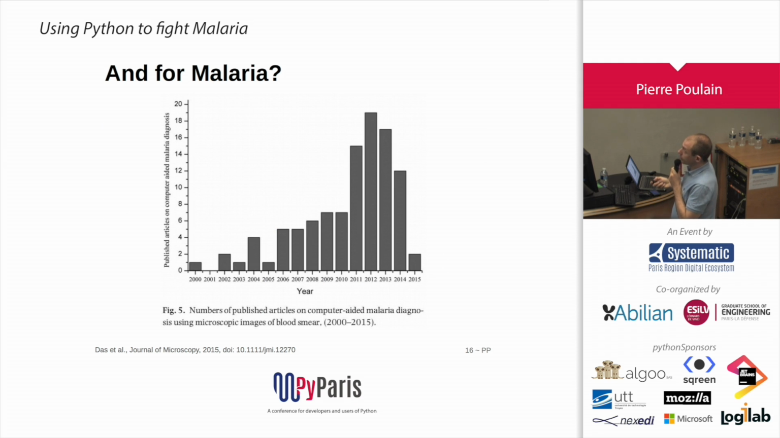It was even better because in this same paper, the authors counted the number of papers related to the analysis of blood smear images in the context of malaria diagnosis. And altogether, this represents more than 100 papers between 2000 and 2015. So this is definitely very good news for us.